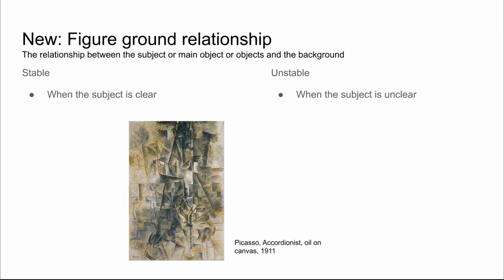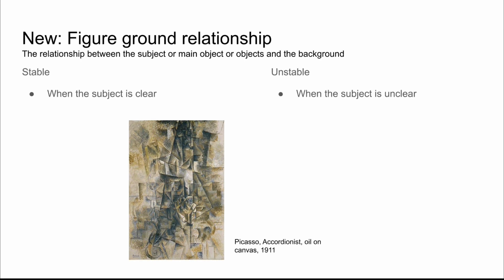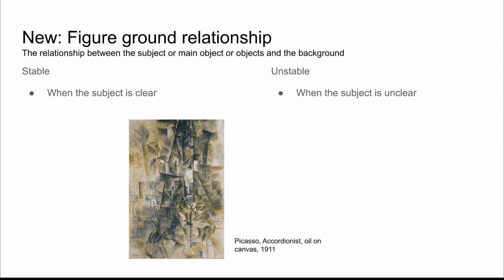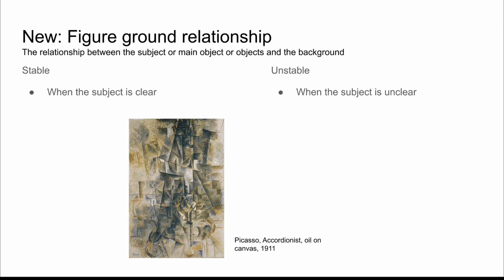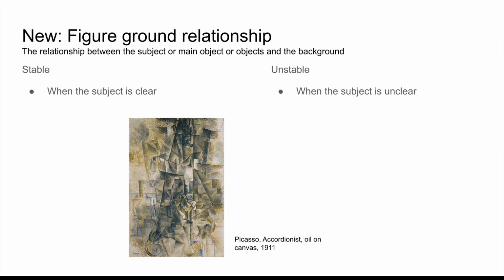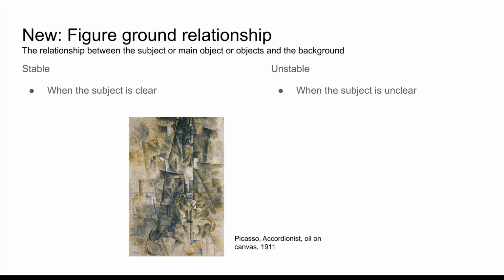What would we think of this Picasso painting down here? Do you think it would be stable or unstable? If you thought unstable, that would be correct, because in this type of abstraction work, we can't really tell what the main subject or subjects should be in this painting, and therefore our figure-ground relationship would be unstable.